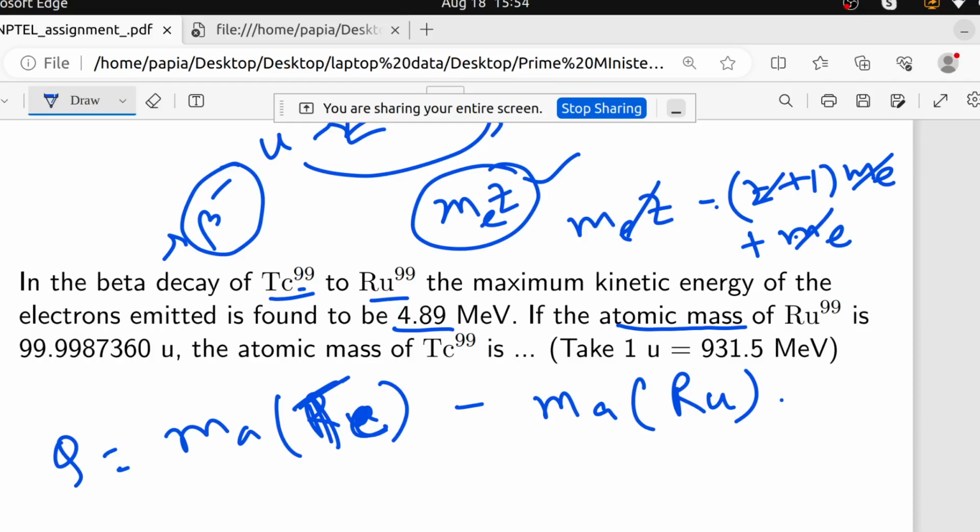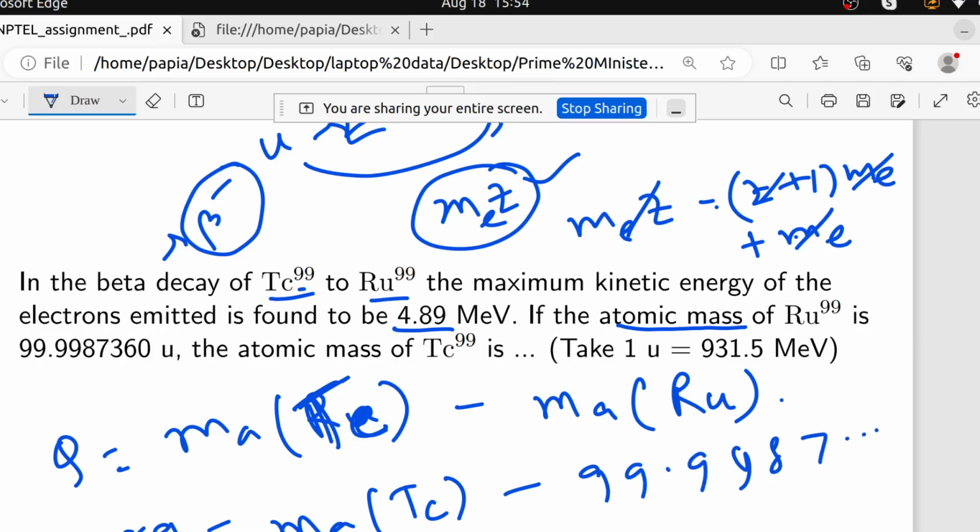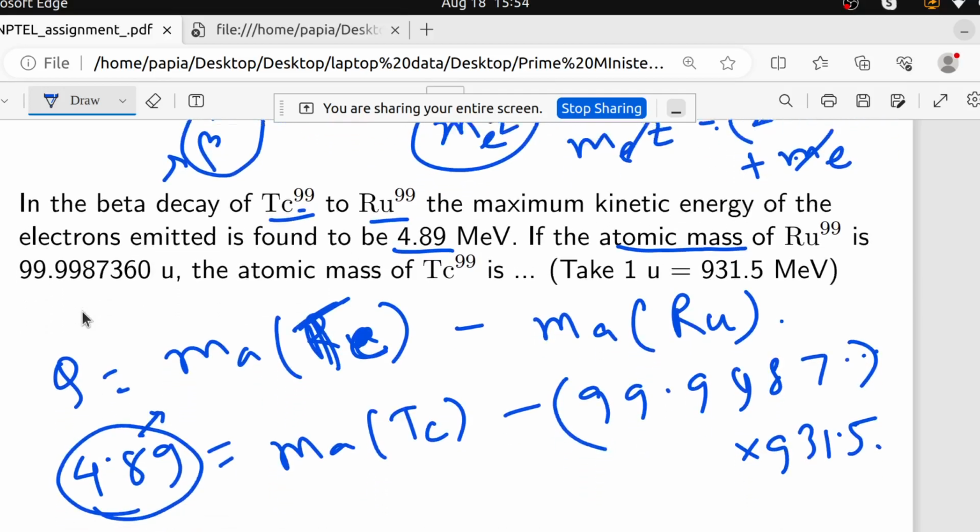So Q is here 4.89. It is in MeV. So here MATC we have to know. MARU is given, 99.9987. There are too many numbers. Then it should be multiplied by 931.5, or you can convert that one in U, and after that you can multiply and subtract. That is also possible. So what will be the answer?